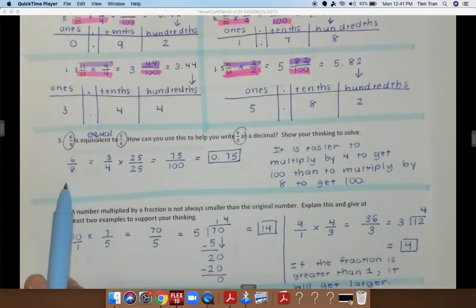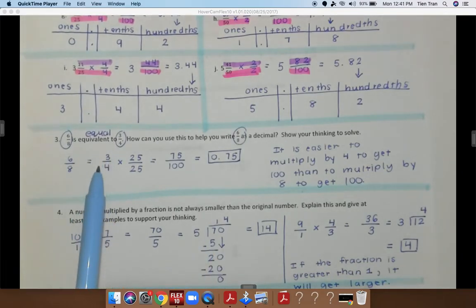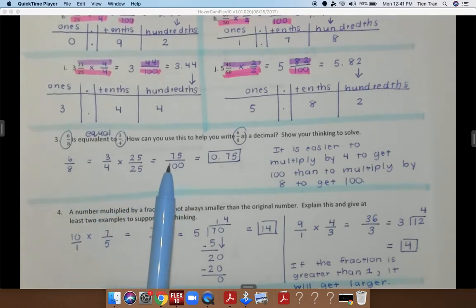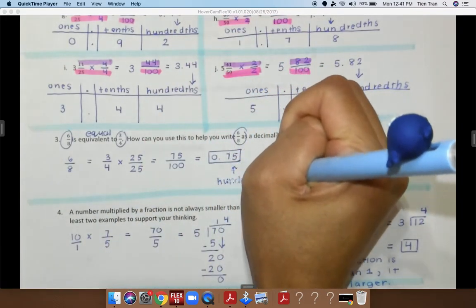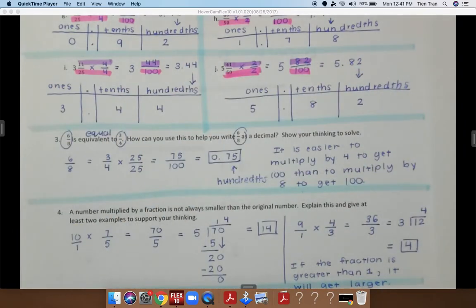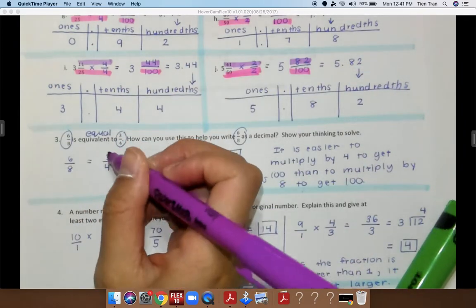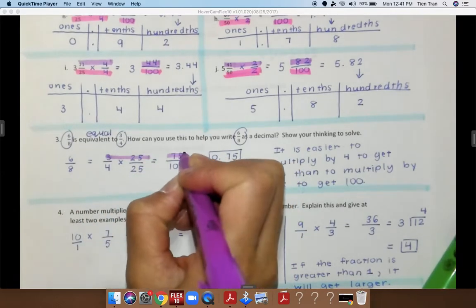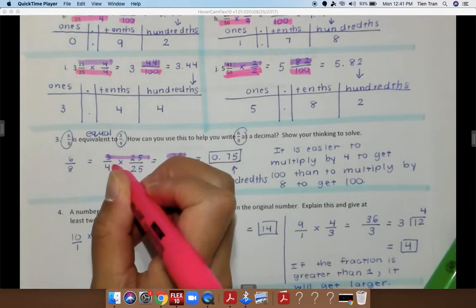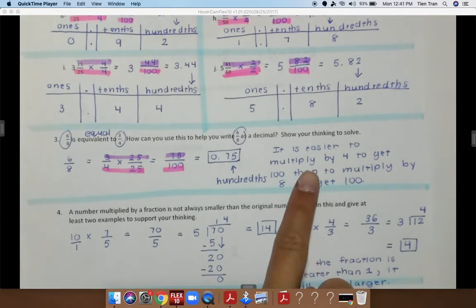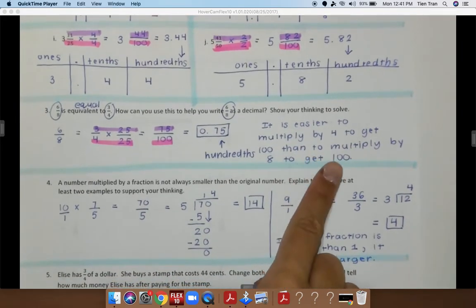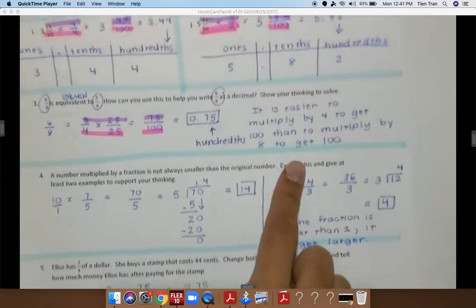So if I had 6/8, or 3/4, what I would do is I would multiply to get 100 because I want to put it in the hundreds place. So your 5 is going to be in the hundreds place. So I can write it as a decimal. What I did first was I multiplied 3 times 25, which is equal to 75, and 4 times 25, which is equal to 100. So it is easier to multiply by 4 to get 100 than to multiply by 8 to get 100.